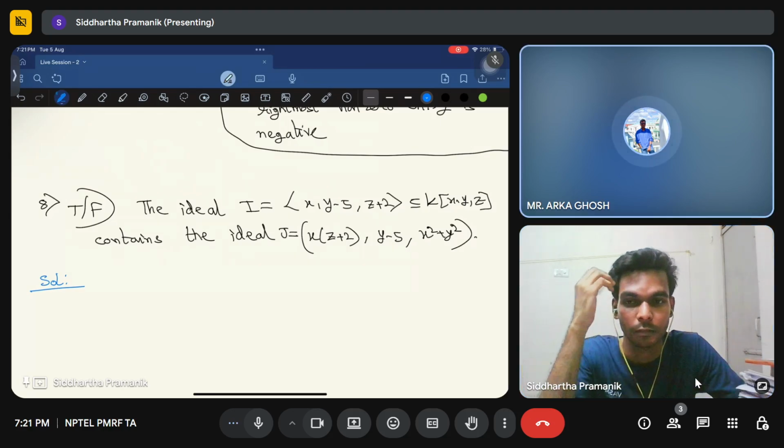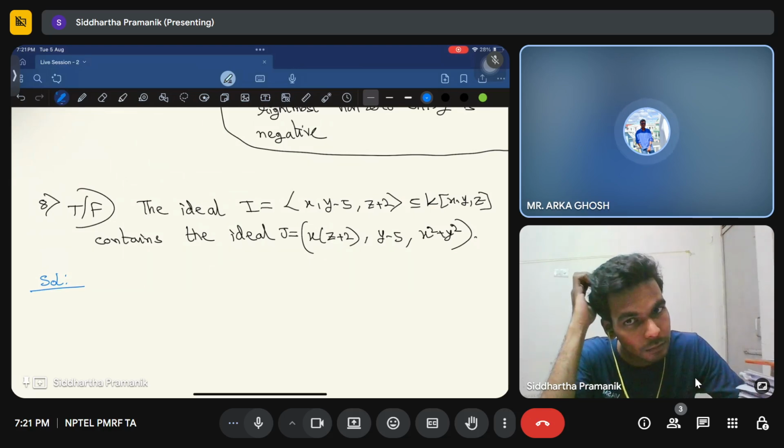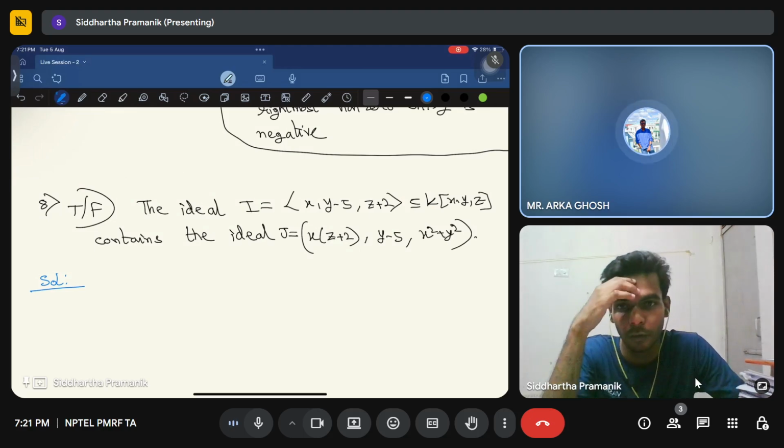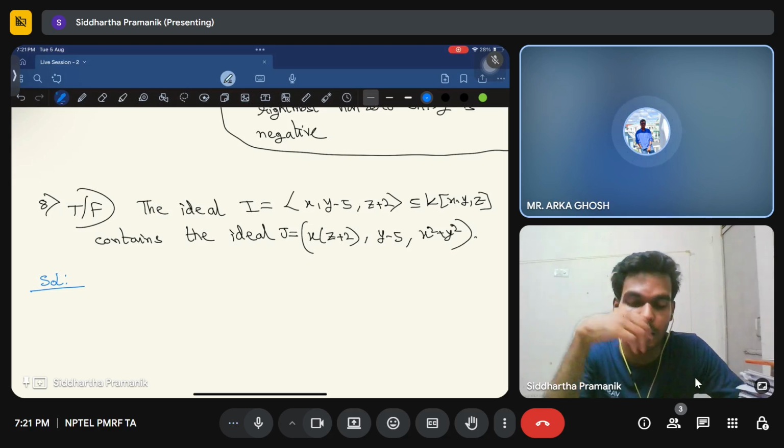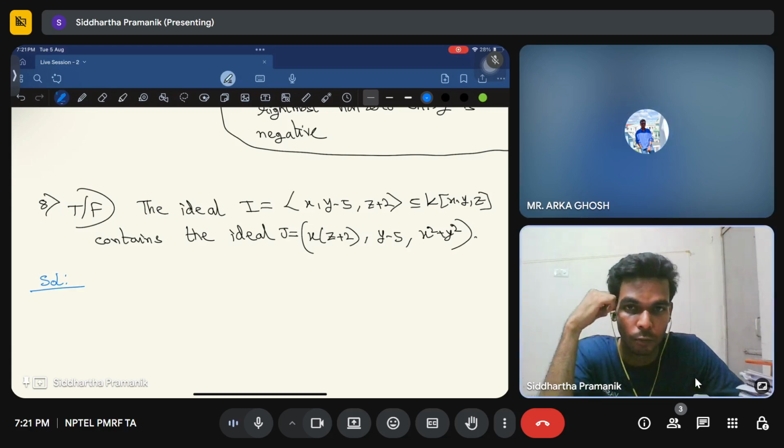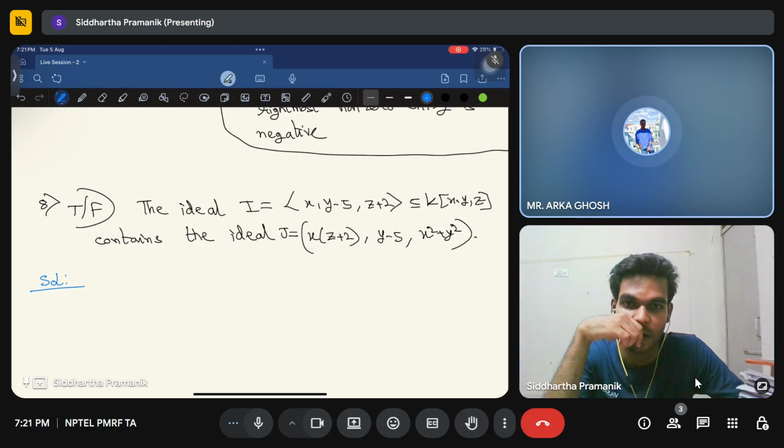So here x square plus y square, I think, may not be in that ideal. Like that, we can do something. If J is a subset of I, then it is enough to show that all monomial generators are inside I. But these are not monomial ideals. Sorry, these are not monomial, but we can still check like that.